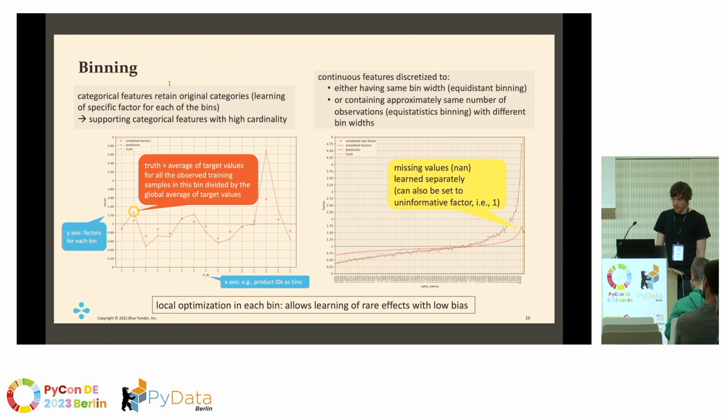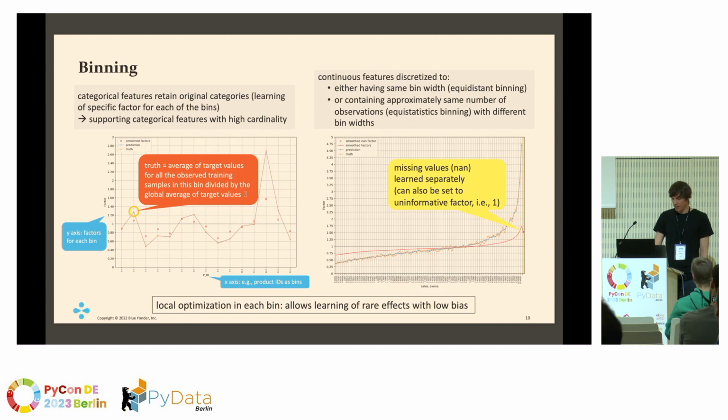For binning the categorical features, I already mentioned it's pretty straightforward. For example, for the product IDs, for each of the products independently, we just learn the factors. The red dots that you see here are the factors that are learned. I show here the truth in each of the bins and the prediction in each of the bins. The smoothed factors are what the model has learned. The predictions and the truth are what you get when you just look at this bin, do the sums that I showed you and divide by the global average. I will come in a second to why they are not the same in all cases.